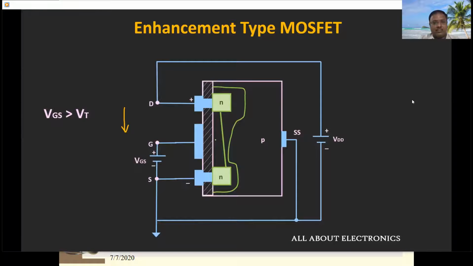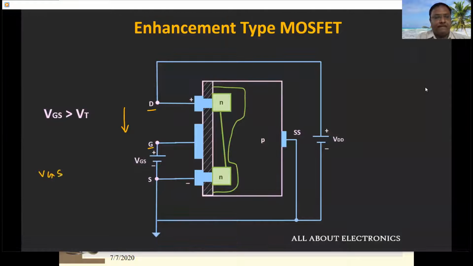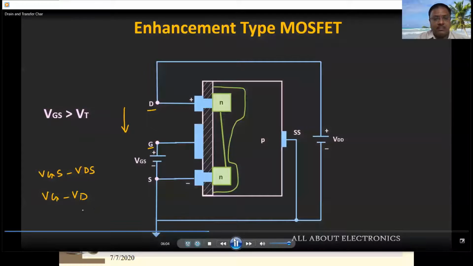And the same phenomenon can also be explained in another way. So once we apply the drain to source voltage, then the voltage difference between the gate and the drain terminal will reduce. So the voltage difference between these two terminals will be equal to VGS minus VDS. And as the source or the substrate terminal is grounded, we can say that this difference will be equal to VG minus VD. So as the value of this voltage VD increases, the difference between these two voltages will reduce.